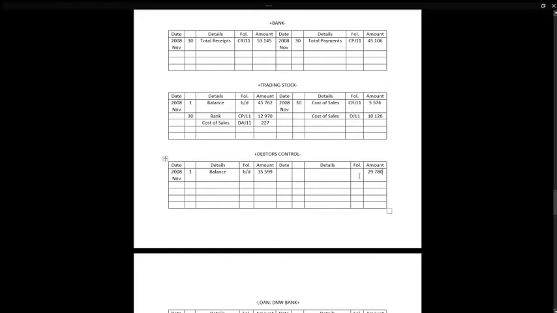29,780 Rand. I got this from my cash receipts journal 11, and my details will be bank. This was a total of a column, therefore 30th of November 2008.